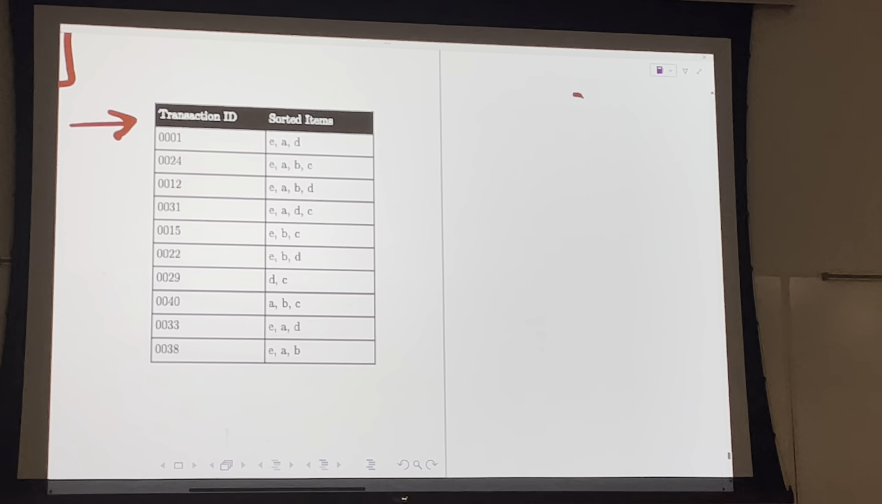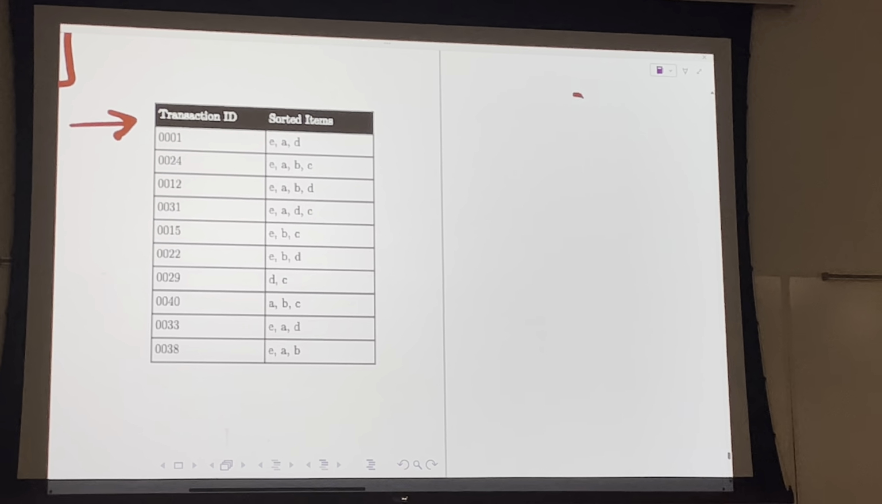The third one has EABD. So what will be the count of E now? 3. E, A will become this one and this one will become 2, and there will be a B to D node, 1. So I'm done with this one.